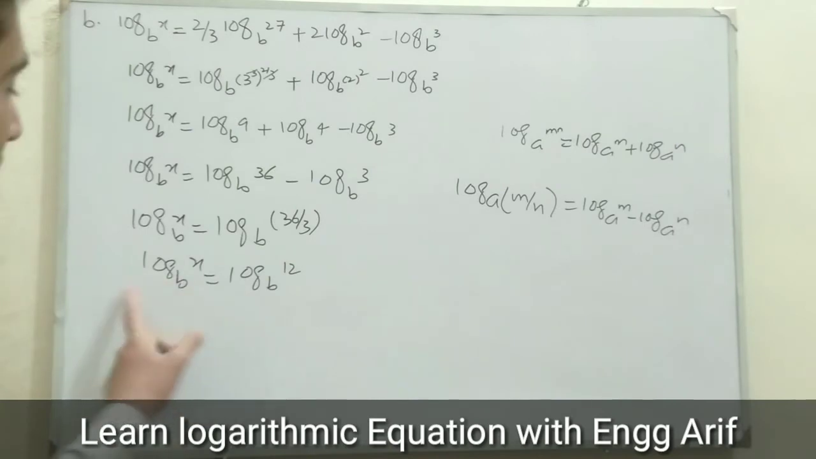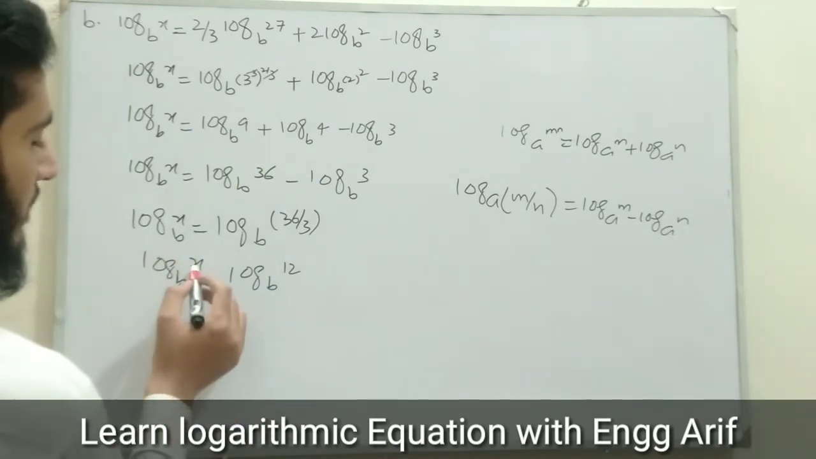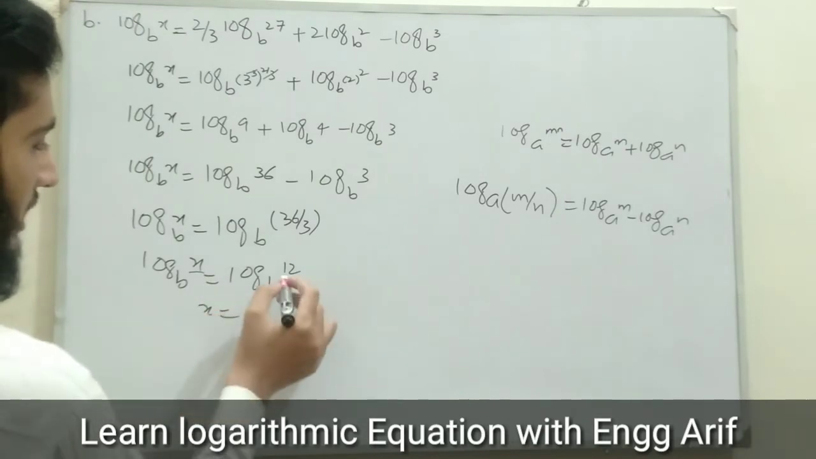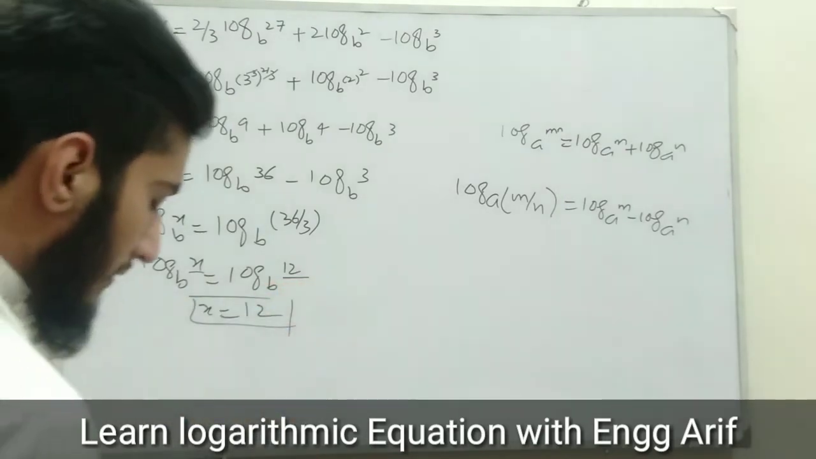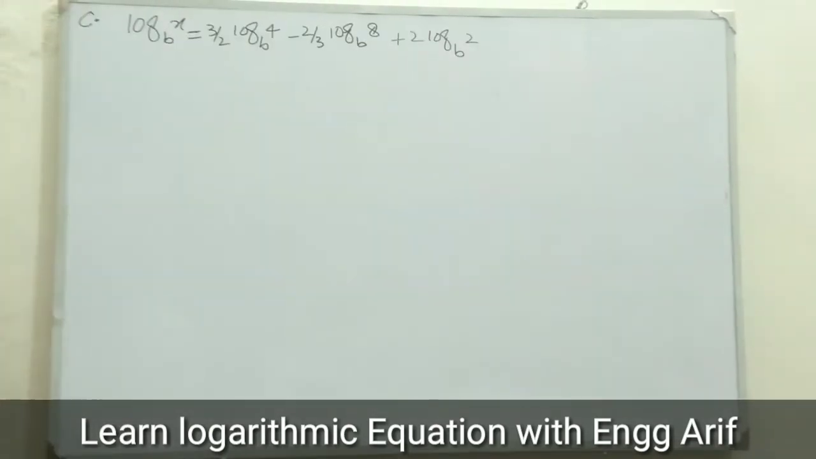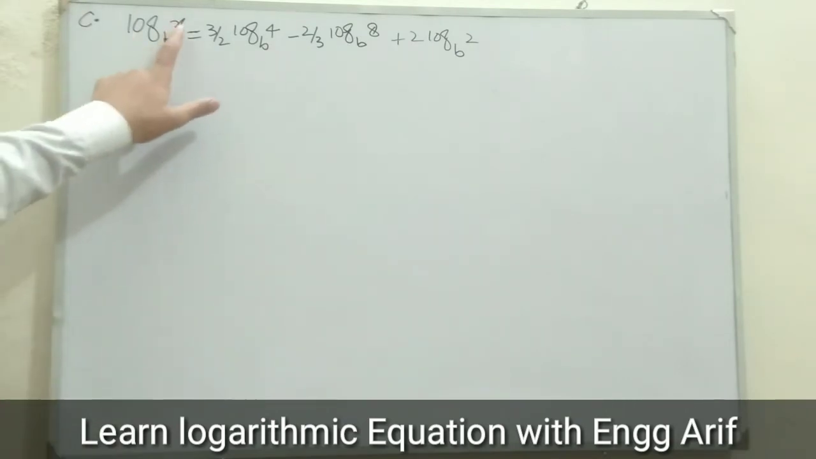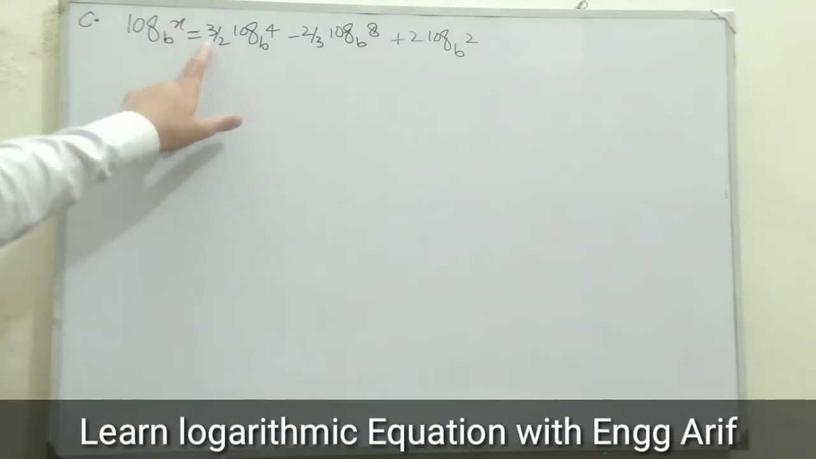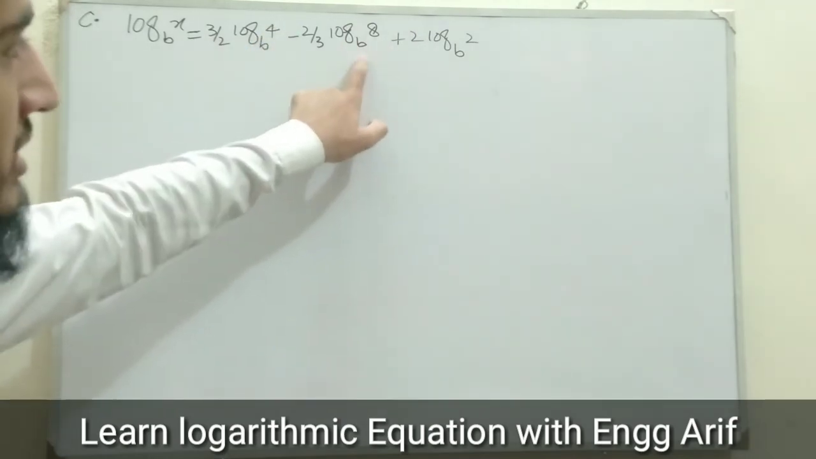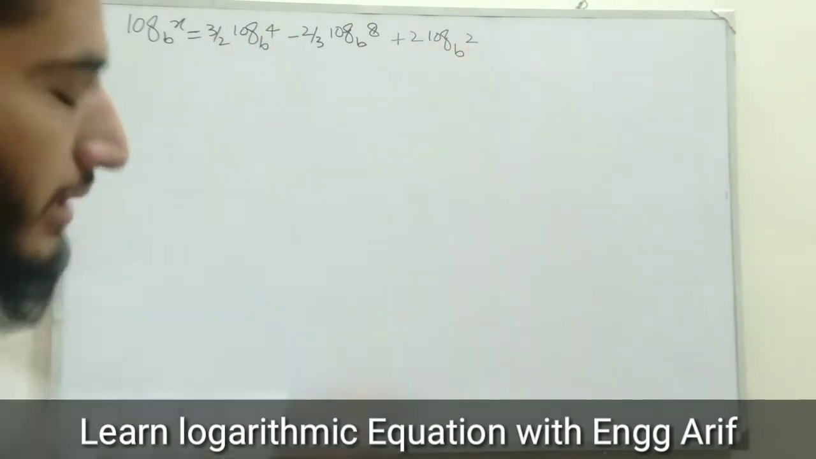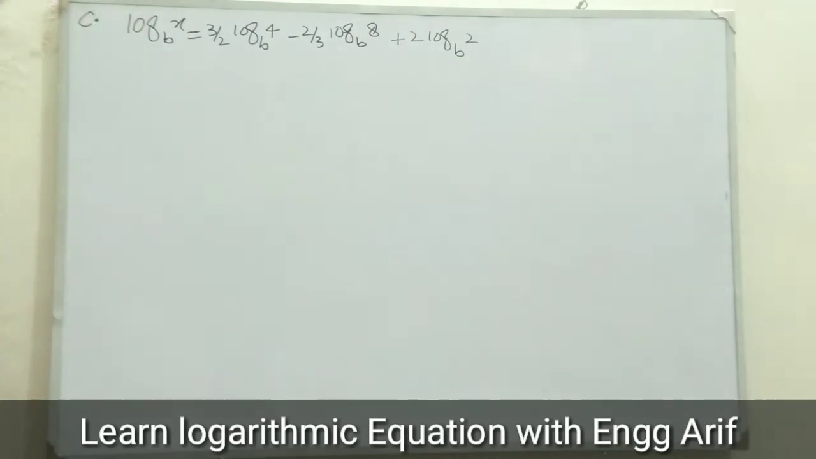Now on both sides the bases are the same, log b, so the powers will be equal. So the power over here is x, on this side the power is 12, so the value of x will be equal to 12 for part number B. Now move towards part C of question number 6, related to exercise number 1.2. It says log of x to the base b is equal to 3 by 2 log of 4 to the base b minus 2 by 3 log of 8 to the base b plus 2 log of 2 to the base b, and solve it for the unknown value x.